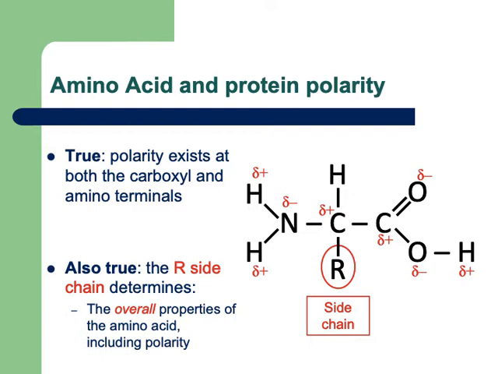What is also true with the amino acid is the R chain determines the overall properties of the amino acid, including the polarity. So although we have polars occurring in the amino acid structure itself, we have positive and negative charges. The side chain is what determines the overall properties of the amino acid.